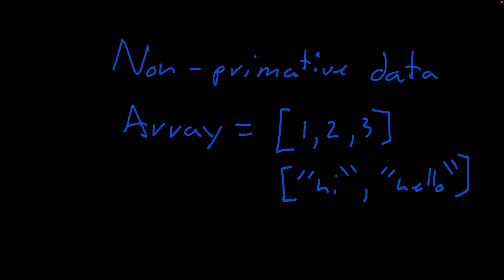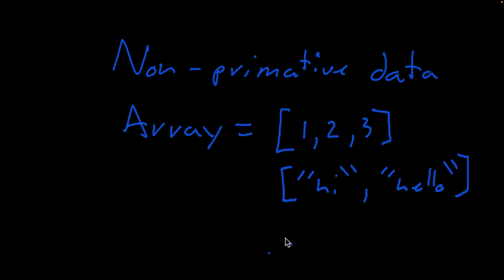All right, everyone. So we have non-primitive data types, which are arrays. They can be an array of numbers, or they can be an array of strings. What else? What's another aspect of an array? Why would we call an array a non-primitive data type?